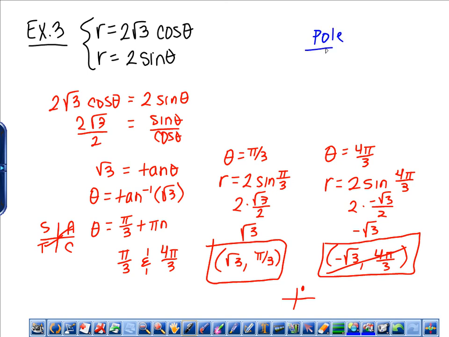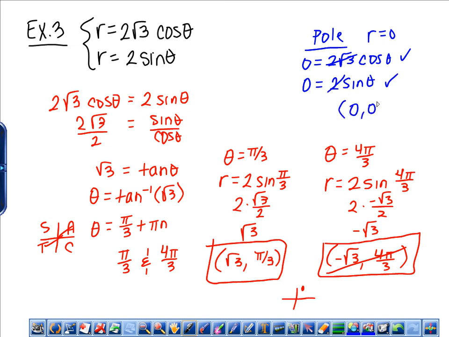All right, now let's check the pole. Remember, when we check the pole, we're going to let r equal 0, and we're going to see, is it even possible to solve for theta? So I let 0 equal 2 root 3 cosine theta. What I'm really trying to solve here is, is cosine theta ever equal to 0? And the answer to that is yes. And 0 equaling 2 sine theta, same thing, yes. So the pole is a solution. (0, 0) is a solution, and you have to check for it. You don't want to leave it out if it's a solution.